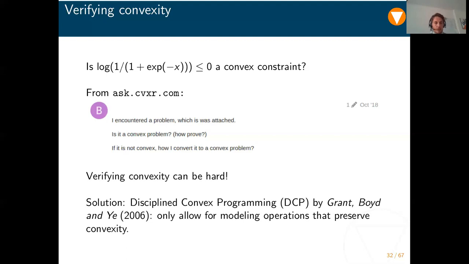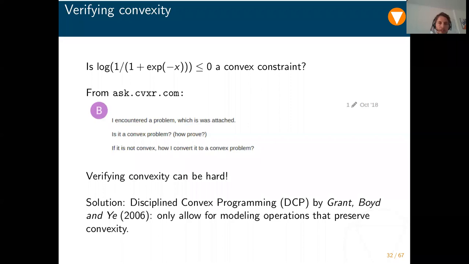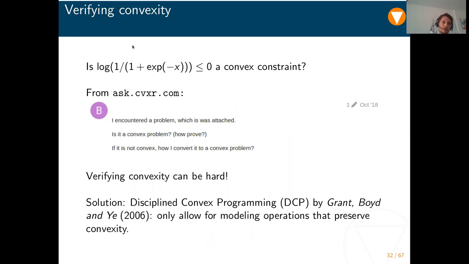And one solution to this problem that was proposed a bit more formally is the so-called disciplined convex programming paradigm by Grant, Boyd, and Ye. Basically, disciplined convex programming describes a set of rules that you have to obey when composing different operators to an initially convex expression. So say you have a convex expression, you have your x, for example, and then you apply some operators to it in order to get to your final expression that you want to model. And if you obey the disciplined convex programming rules in all of these transformation steps, then you will be sure that your final expression is convex. So that's the solution to this problem. It's, by the way, also the paradigm that is at the basis of CVX.